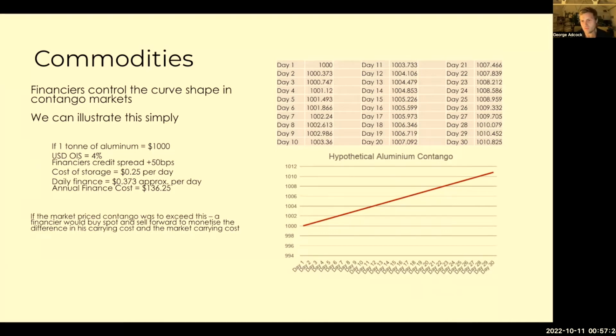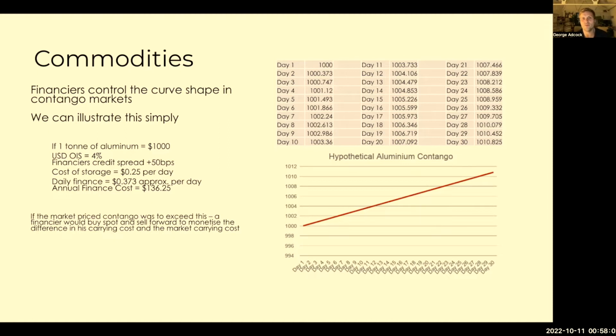So I've given you an example here just so you can see how it works. Okay, so in this example, aluminium's $1,000, dollar OIS. So that's our overnight index spread. It's our financing basically. And the financier's credit spread is basically what the bank is going to charge them over where the government can borrow money. So in this case, me as a financier can borrow money at 4.5%. So we take our cost of storage as 25 cents a day, and we add into our financing that $1,000, and it gives us an annualized financing cost.